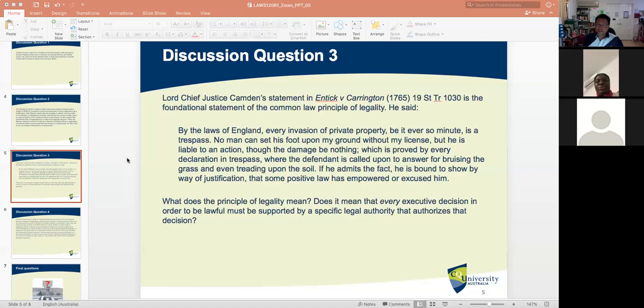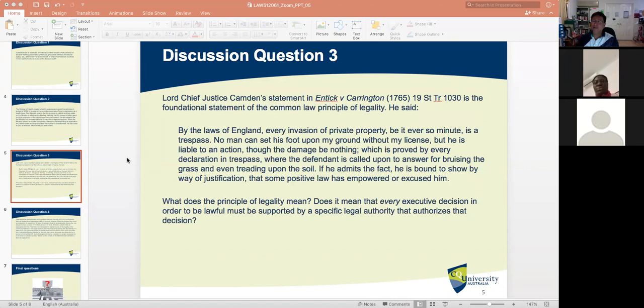Yes. Very good. So thanks, Vivian. So the basic question is, when is there a specific legal authority that would be required before a particular executive action or decision can be lawfully made? In what instance or instances would there be a requirement for a specific legal authority before the executive can act or decide in a lawful manner? When do you need specific legal authority?